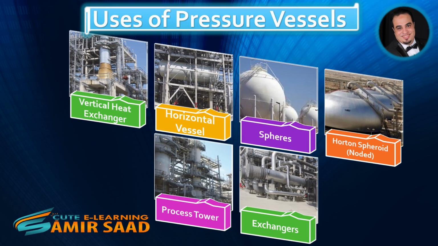As illustrated in the figures, there are various types of pressure vessels, such as vertical heat exchanger, horizontal vessel, spheres, Horton spheroid, process tower, and exchangers.